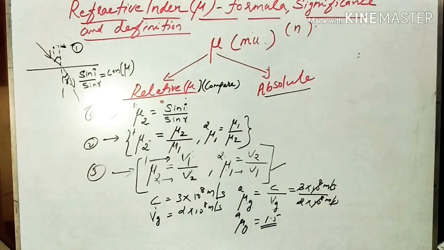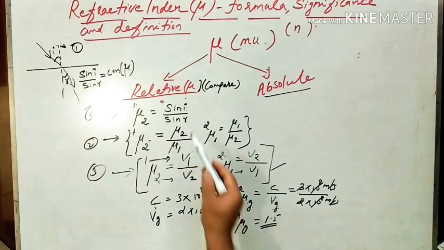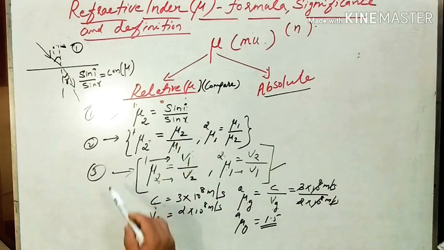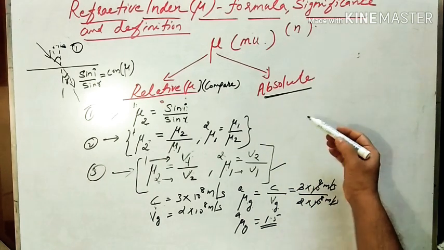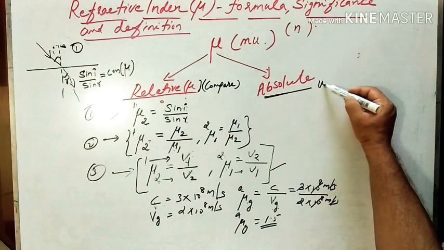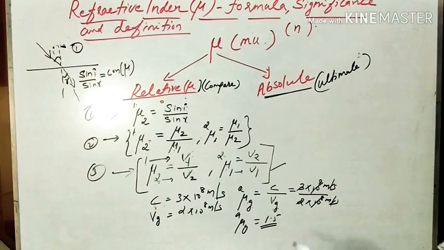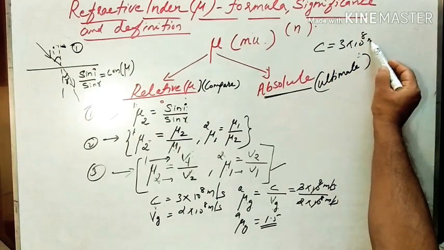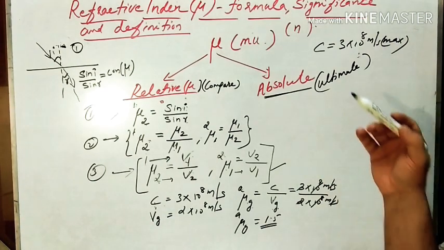Okay, all right. So these are the three types of relative refractive indices: in terms of angle of incidence and angle of refraction, in terms of two refractive indices of two media, or in terms of speeds of light. Now coming back to the absolute refractive index. Absolute means we compare the speed of light with the maximum value or the ultimate value. You know that the speed of light is maximum in vacuum, that is we write 3 into 10 to the power 8 meter per second. This is the maximum value. So of course we compare with the speed of light in vacuum.